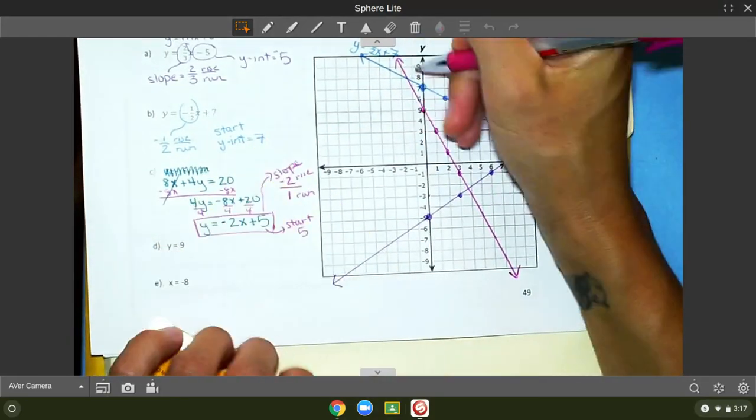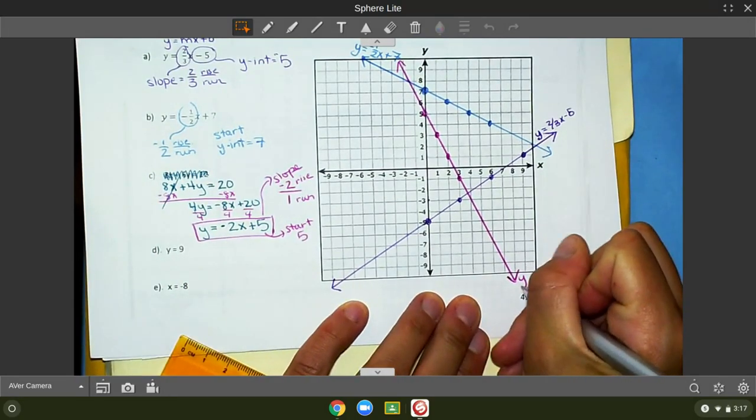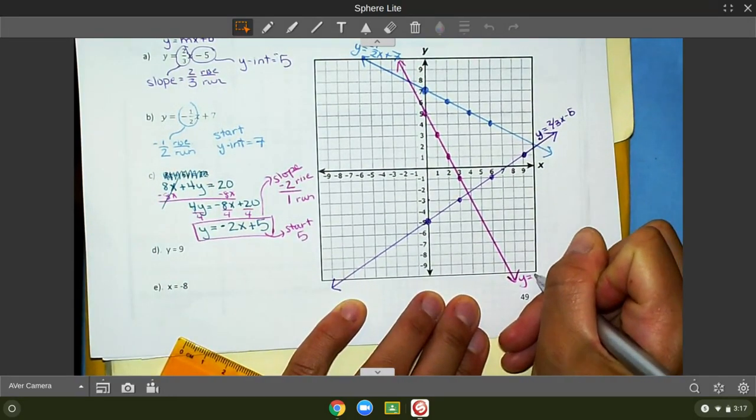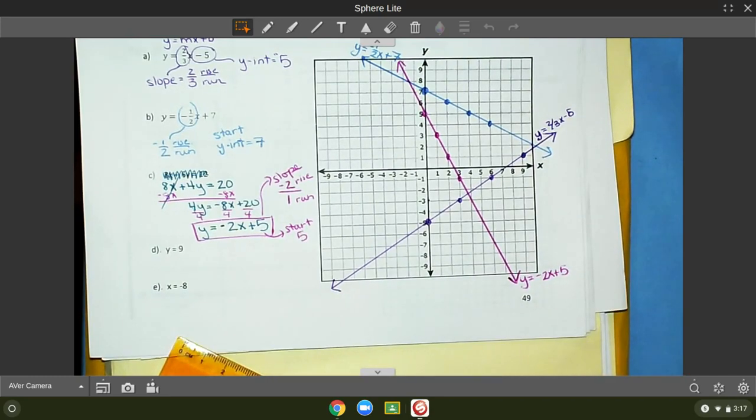Now, when we label this line, you can use either the original or you can use your converted equation. I'm going to use the converted. So y equals -2x plus 5. And we have got it.